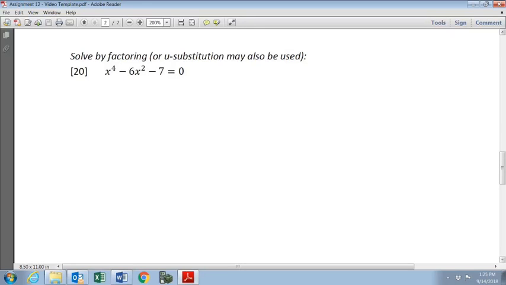So we have to do the AC method. We'll look for two numbers that multiply to negative 7 and add to negative 6. There's only one possibility with 7, 1 times 7. We want to make the bigger number negative so that when we add we get negative 6. So 1 times negative 7 is negative 7, and 1 plus negative 7 does give you negative 6. So we don't have to split our b term and factor by grouping because we do have a 1 x to the 4th. So we can just go ahead and plug these numbers in.